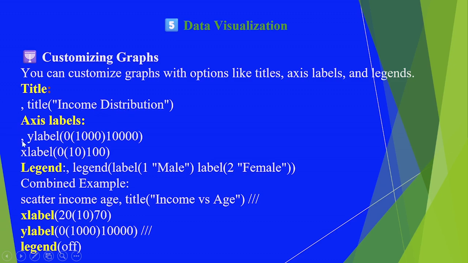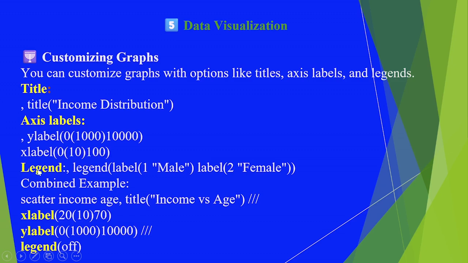And for the axis label, for example, if you want to add a Y label, you can just issue a command like ylabel 0(1000)10000. It means that this Y label will start from 0 and it will go to 1,000, 2,000, 3,000, all the way to 10,000 as the maximum. And the X label can also be written the same way as the Y axis, but now we're starting from the origin with gaps of 10, which means 0, 10, 20, 30, all the way to 100.